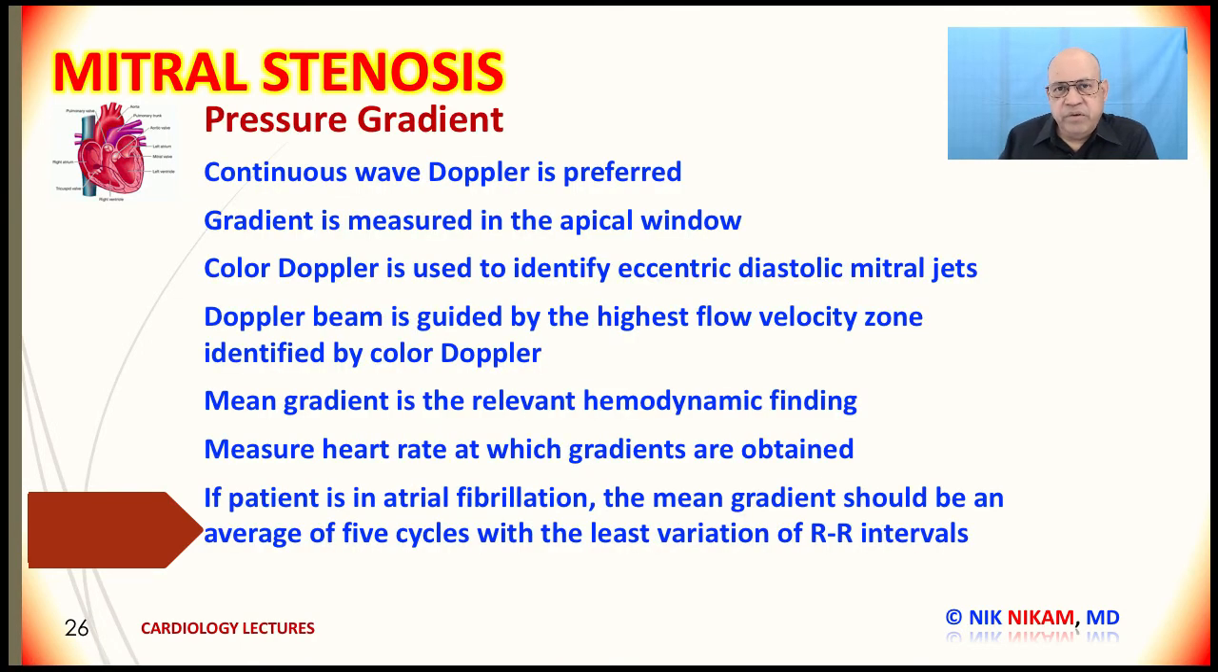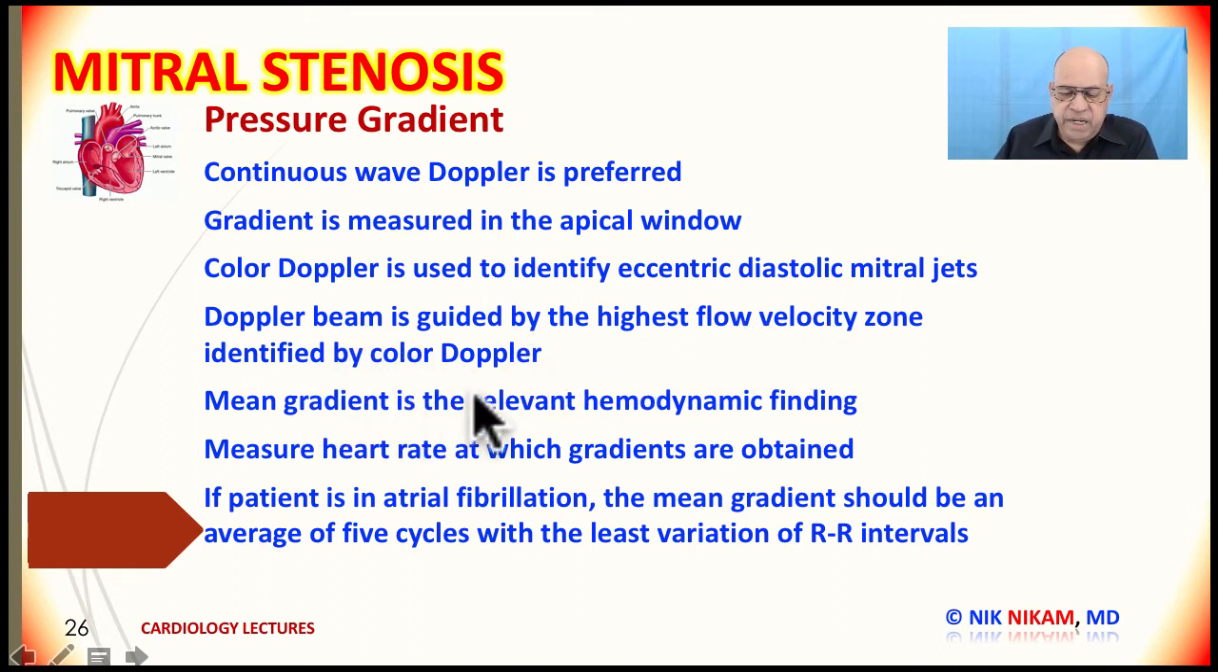In order to measure the pressure gradient, we need to use a continuous wave Doppler. The gradient is measured best in the apical window. Color Doppler can be used to identify the eccentric diastolic mitral jets. The Doppler beam is guided by the highest flow velocity zone identified by the color Doppler.